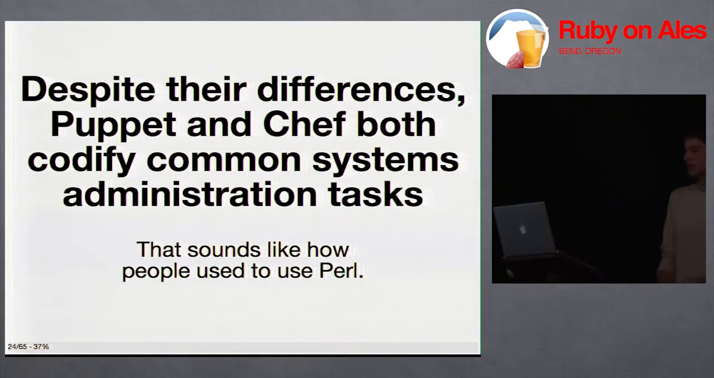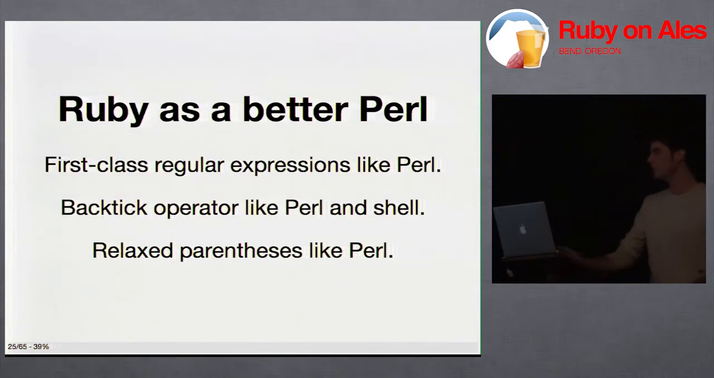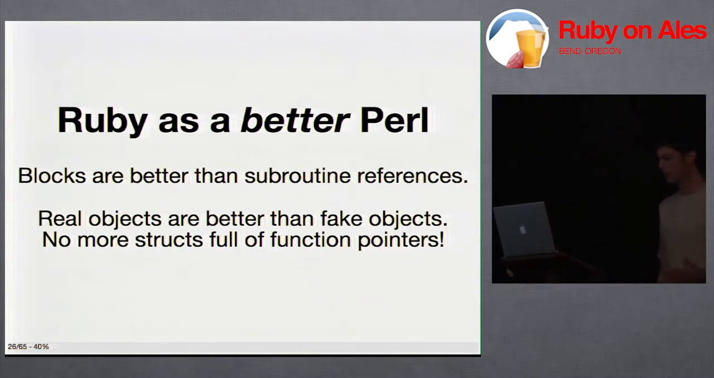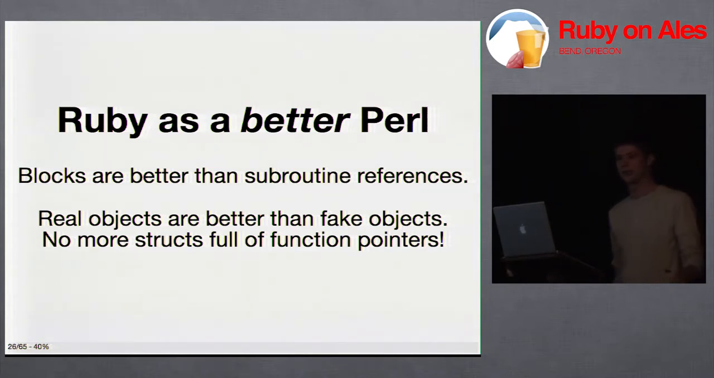Both of these packages, despite pros and cons, are about codifying systems administration. And this is something that in the old times, people used Perl to do when Shell wasn't good enough. And of course, everyone's heard that Ruby is a better Perl. And things like having first-class regular expressions and backtick operators and a relaxed policy on parentheses make that a pretty good case. It's a modern take on the idea of a language that you can do most anything in. But then there are features that really make it a better Perl, like blocks, which are clearly so much better than backslashes and subroutine references, and real, honest objects with syntax, not the way Perl objects always felt to me, which is a lot like trying to implement object-oriented code in C.